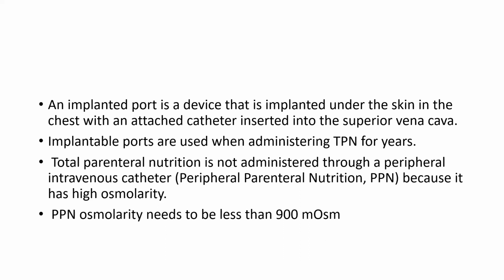Now the next access is the implanted port. It is a device that is implanted under the skin in the chest, which has an attached catheter inserted into the superior vena cava. So implanted ports are used when administering TPN for years. Total parenteral nutrition is not administered through a peripheral intravenous catheter because it has a very high osmolarity. The peripheral parenteral nutrition osmolarity needs to be less than 900 mOsmol per liter.